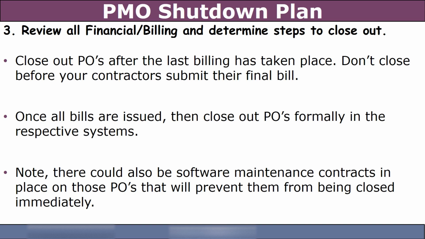Also, you're going to have, in most cases, software maintenance contracts, right? You've bought Primavera, you've bought WBS Schedule Pro, you've bought Project, you've bought all these various products, and they've got maintenance contracts and they'll have POs assigned to them. Again, you're going to have to reach out to those companies where you've got all these maintenance contracts and say, what do I do? How do I shut these down?